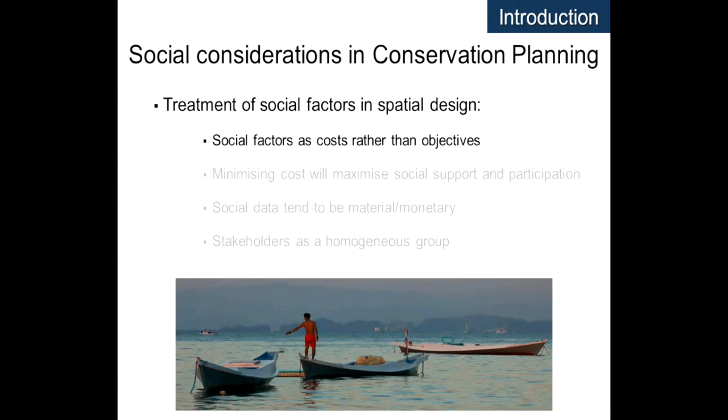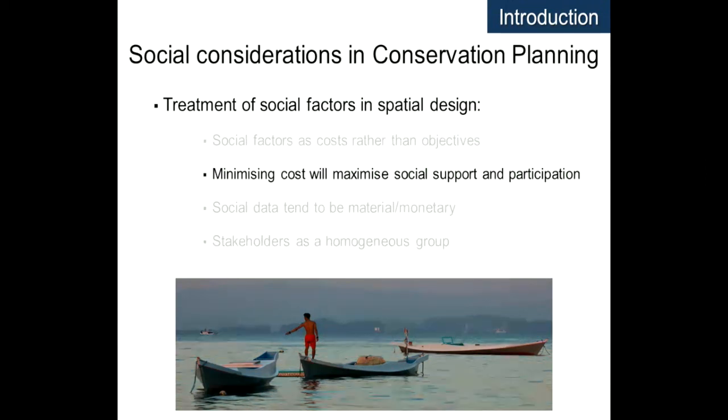And so people have tended to treat social factors as costs, probably based on the assumption that minimising costs will maximise social support or social acceptability of protected areas and facilitate participation. But this is quite a simplification of the determinants of people's attitudes and behaviours towards protected areas, and is based on this idea of humans as rational actors seeking to maximise their utility. But we know that this Homo economicus model of human behaviour has some problems with it, and that people's attitudes and behaviours are influenced by many other things rather than their perceptions of costs and benefits, such as norms of reciprocity and cooperation.